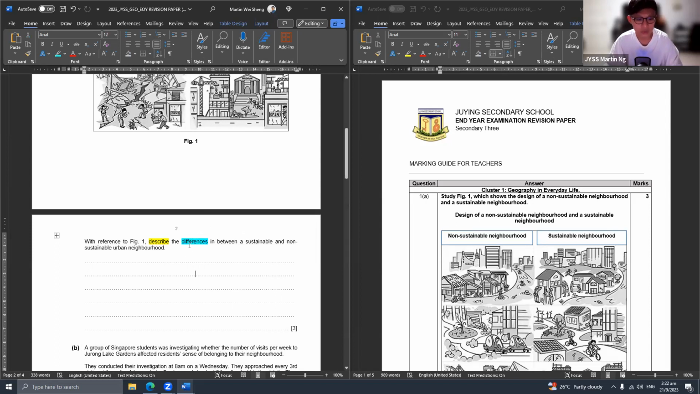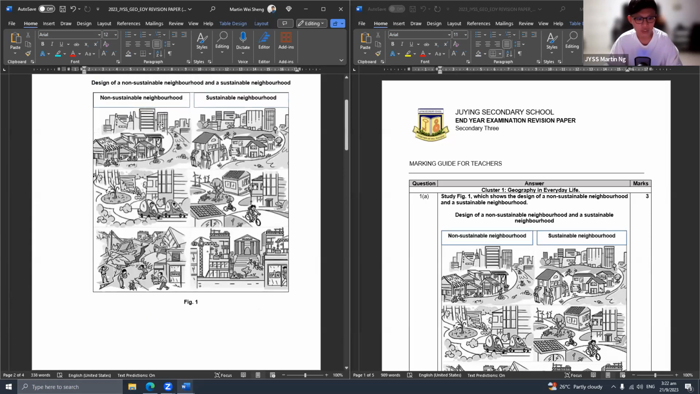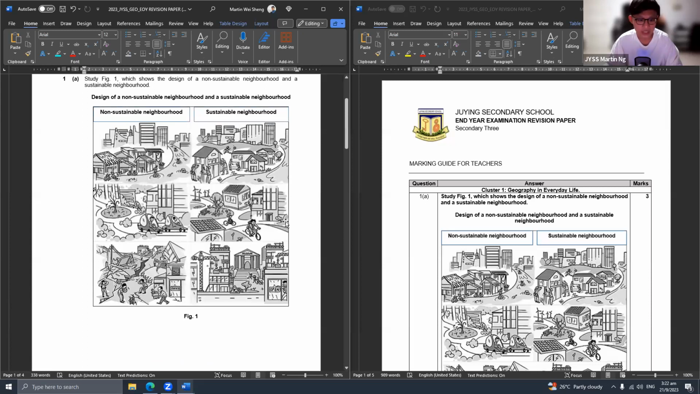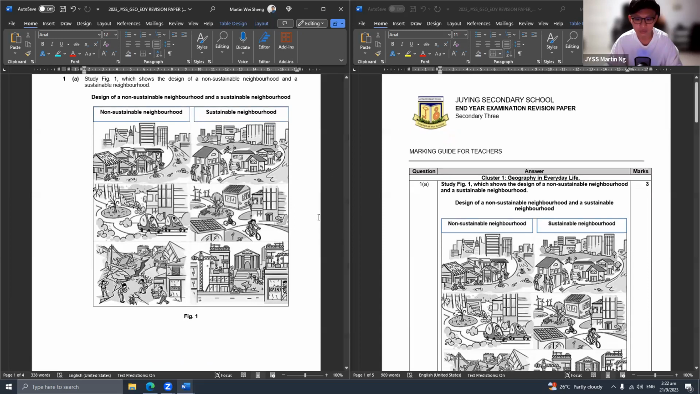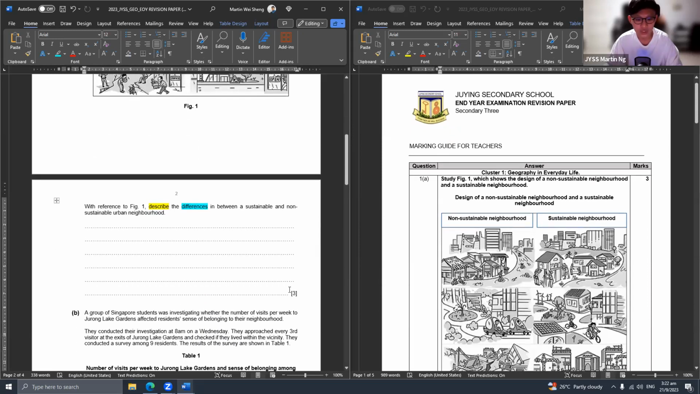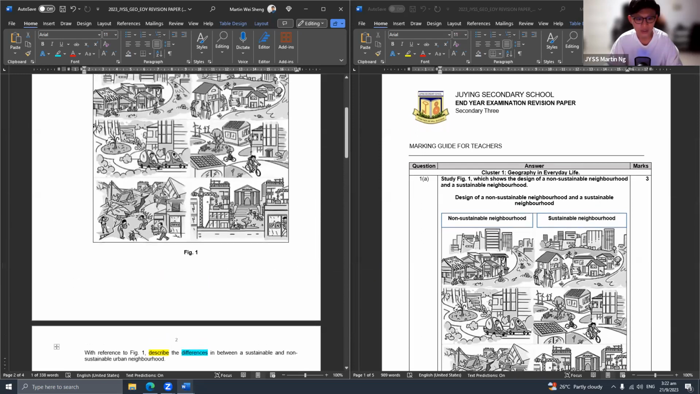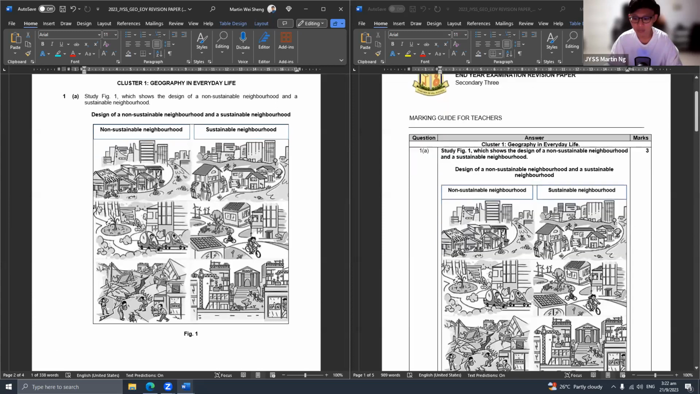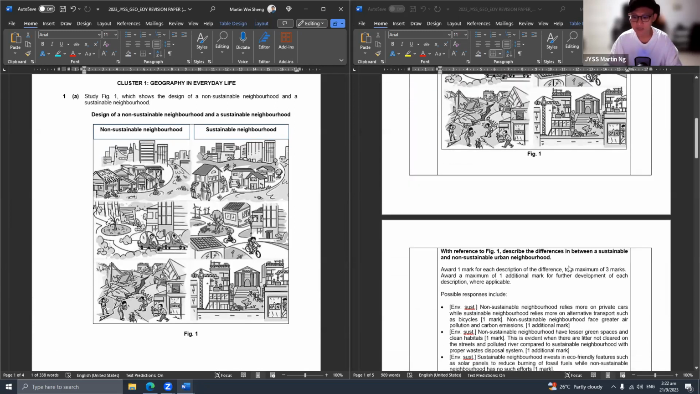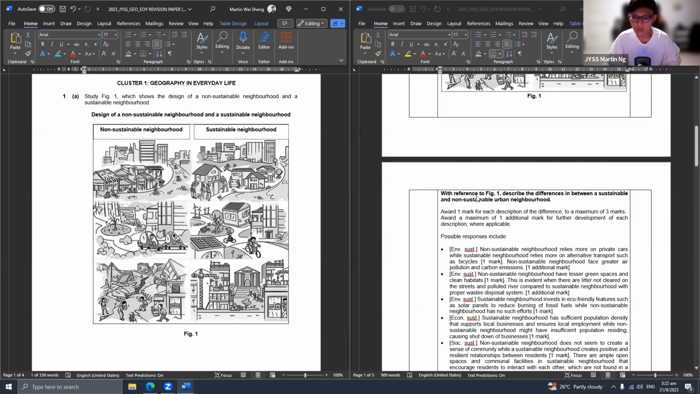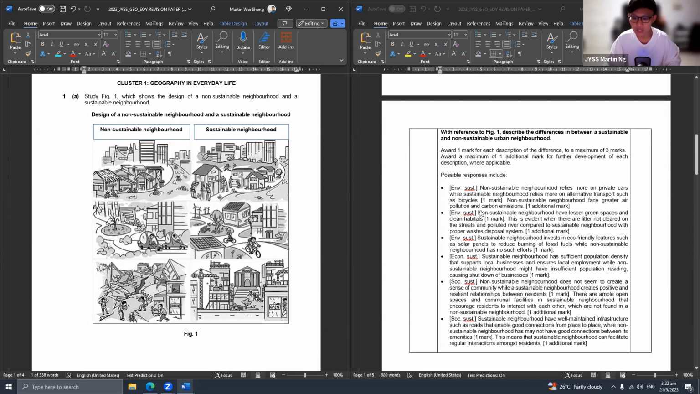Now, when we look at the stimulus, we try to find differences in this case. What is different between the two neighborhoods? This question is worth 3 marks, so you are supposed to give 3 unique points. So let us take a look at some possible answers in this case. With reference to figure 1, what are some possible answers?